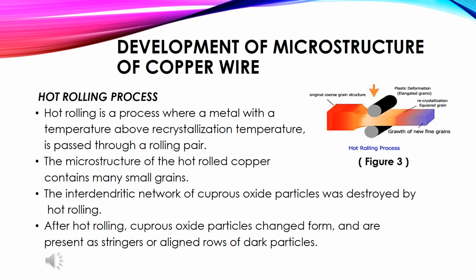The interdendritic network of cuprous oxide particles was destroyed by hot rolling. After hot rolling, cuprous oxide particles change form and are present as stringers, or aligned rows of dark particles. The oxide particles are much larger and fewer in number than in the as-cast microstructure.